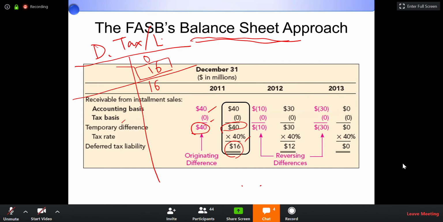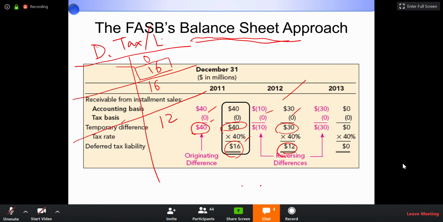Even though we didn't talk about that in the previous approach, let me just briefly talk about it. How about 2012? For 2012, you can see the receivables right now, because you collected 10 million, receivable is only going to be 30 million. So the total difference now becomes 30. The future taxable amount is 30 by the end of 2012. And 30 times 40% equals 12. That means our deferred tax liability should be 12.